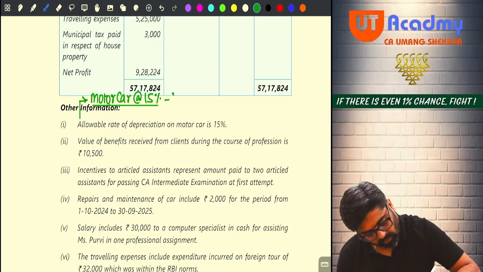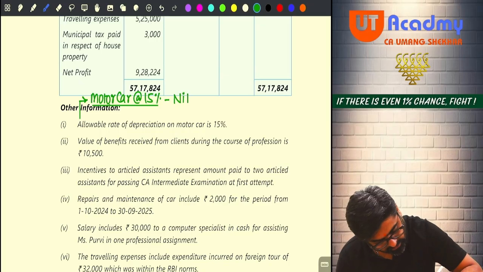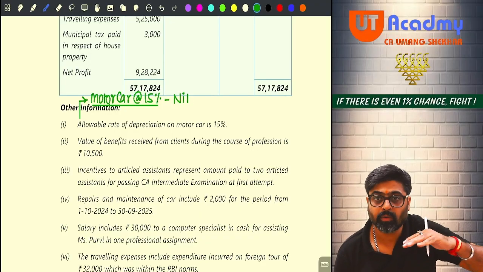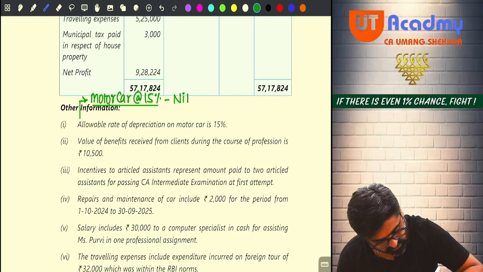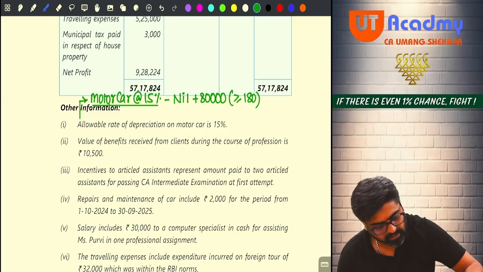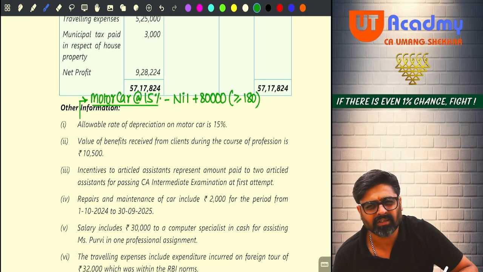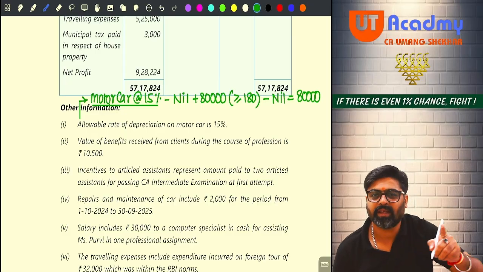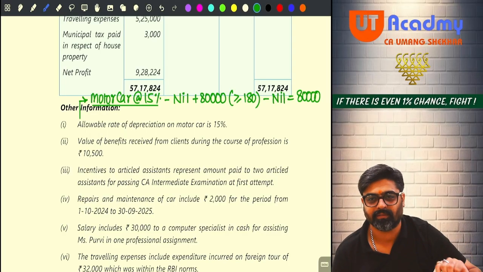Now, what will be the opening WDV? Opening will be nil. Is there any addition in the block? Yes, this block is created for the first time in this year with zero opening WDV. Additions are there. How much? 80,000, greater than or equal to 180 days, as we have assumed. Is there any addition of less than 180 days? No. Is there any deletion in the block? No, nil. So the final WDV on which depreciation can be charged is 80,000, and you have to charge 15% on this 80,000.